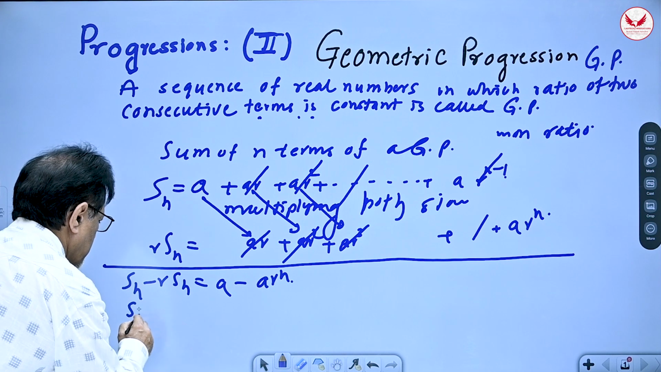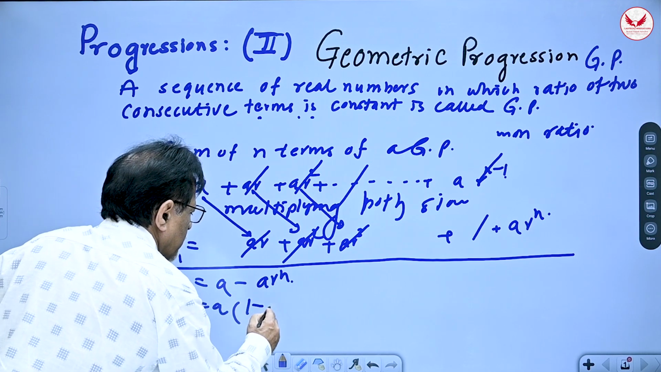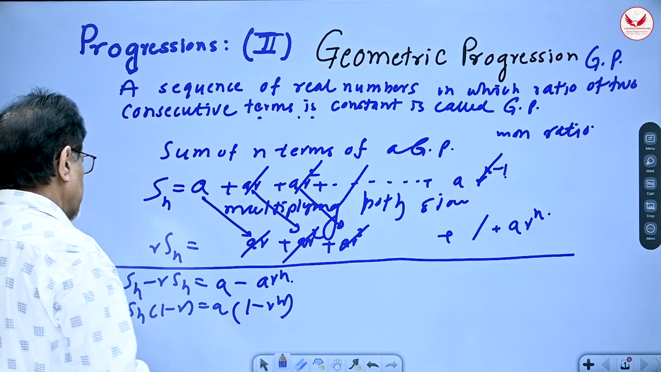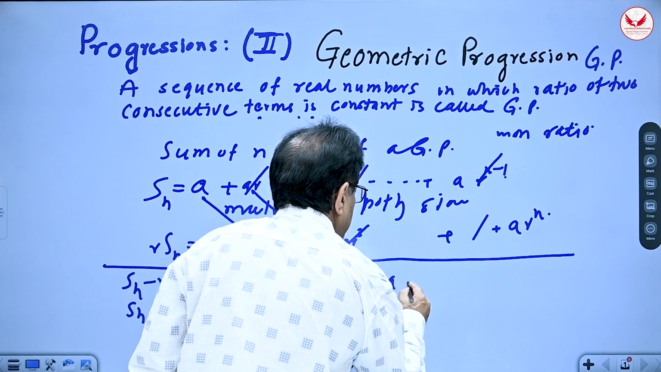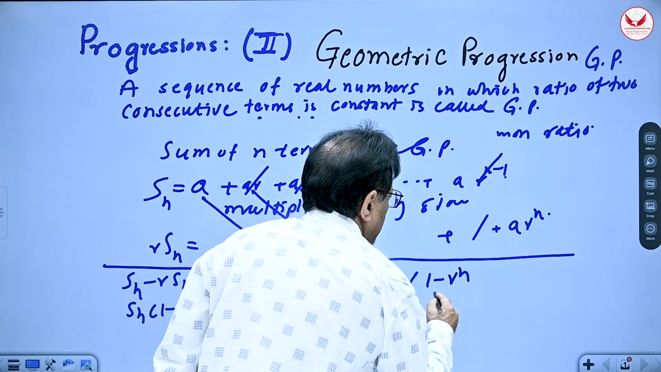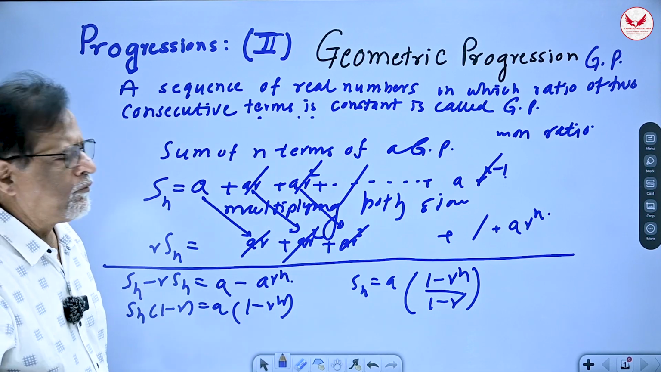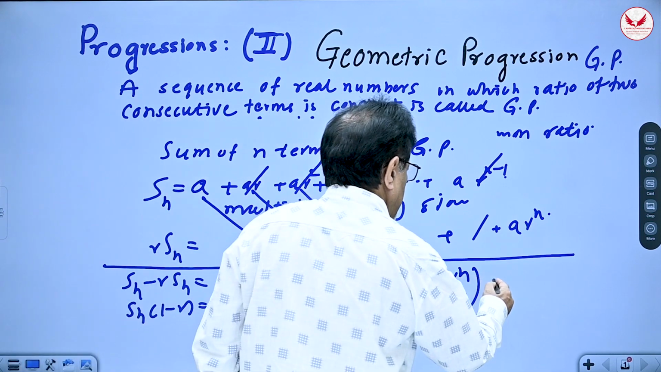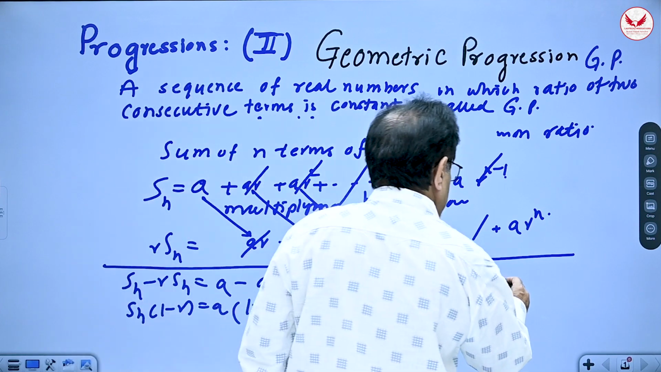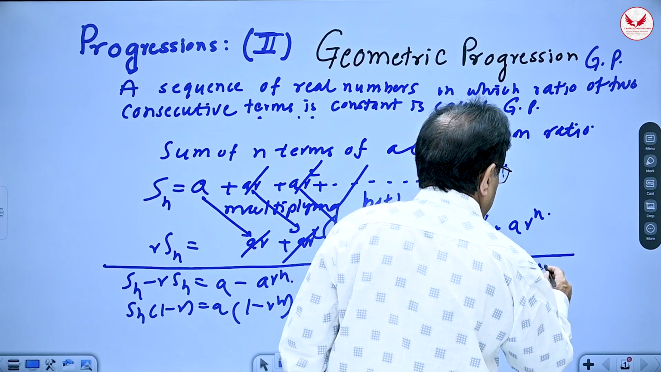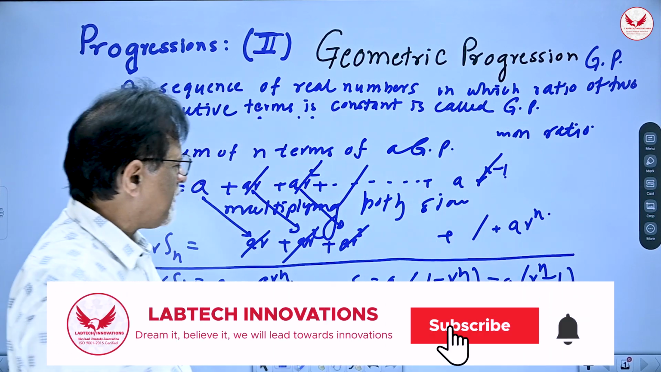That means you take out Sn common, it is 1 minus R. You take out A common, it is 1 minus R raised to n, right? Therefore, Sn is given by A multiplied by 1 minus R raised to n divided by 1 minus R. You all know from normal arithmetic that if I change the order in the numerator and also in the denominator, the answer doesn't change. So it is A multiplied by R raised to n minus 1 upon R minus 1. Both formulas are equivalent, right?